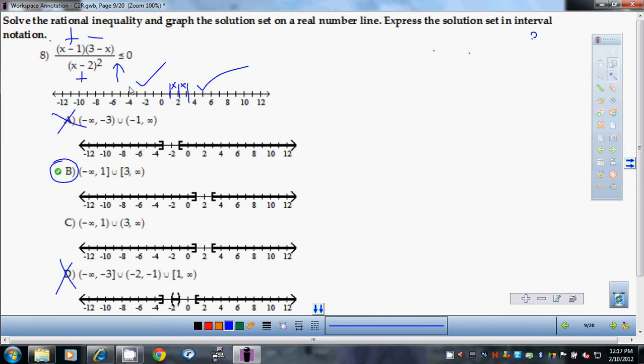Now, this one, as it turns out, the vertical asymptote did not come into play with our answer. Had it come into play, remember, even though it's equals, it still would have been just a parenthesis, because you can't have something that makes the denominator equal 0 in your function at all. But since it didn't come into play, we didn't worry about it, and it's the one with the brackets. This one had parentheses, which was wrong. Questions on that one?